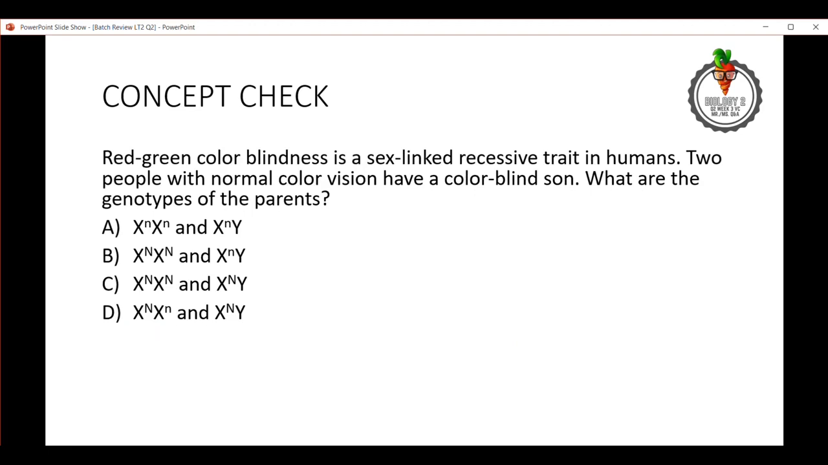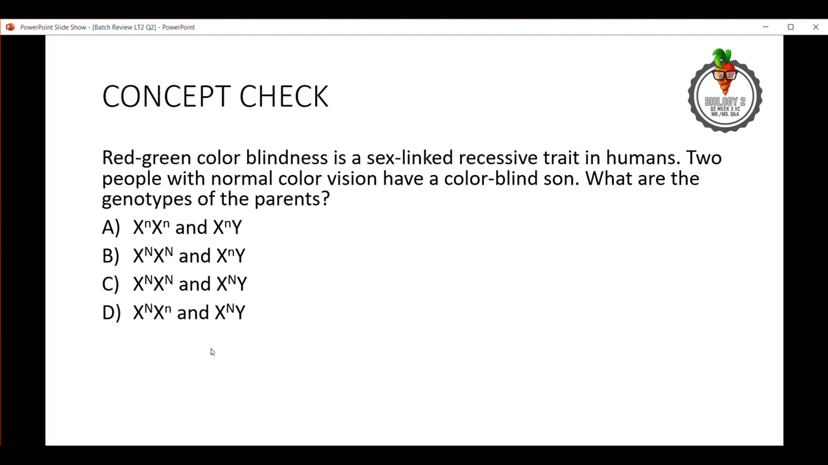Okay, number two, red-green color blindness is a sex-linked recessive trait in humans. Two people with normal color vision have a colorblind son. What are the genotypes of the parents? So the parents would be normal. Since color blindness is an X-linked recessive disease, the X^n will be containing the color blindness. So the male does not have any color blindness, or has normal color vision, therefore he doesn't have the allele. It's X^N Y.